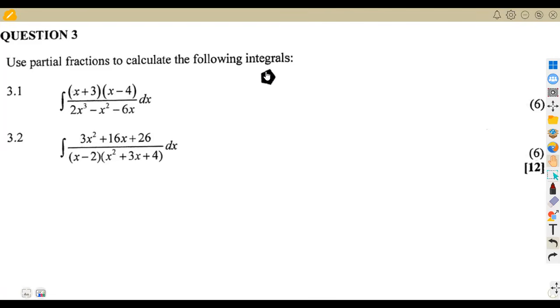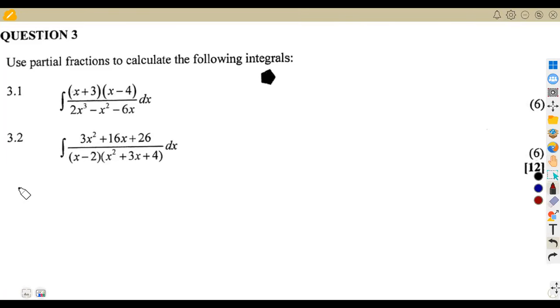and what we are supposed to do is to make sure that we express each and every part that we are given as partial fractions in the simplest form before performing any integration, that you are given. All right, so this is what we have on question number 3.